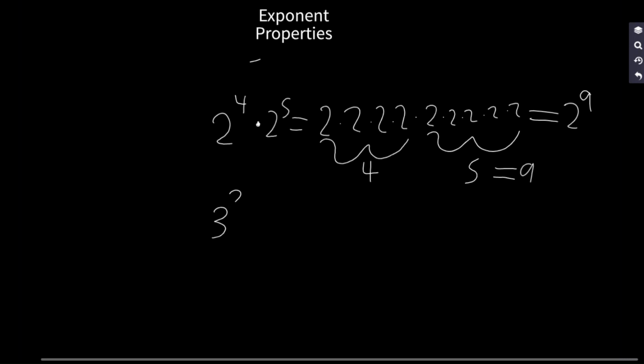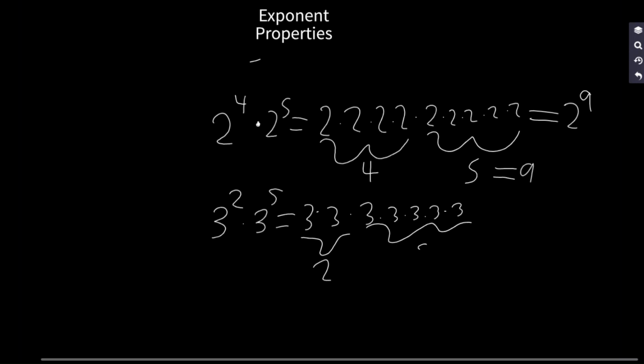So let's say we have 3 squared times 3 to the 5th. If it's raised to the 2nd power, it's often just said squared instead of 3 to the 2nd power. Well, this is 3 times 3 times 3 times 3 times 3 times 3 times 3. So there's 2 3's from 3 squared, and then 5 3's from 3 to the 5th. So all in all, we have 7 3's. So this is equal to 3 to the 7th.